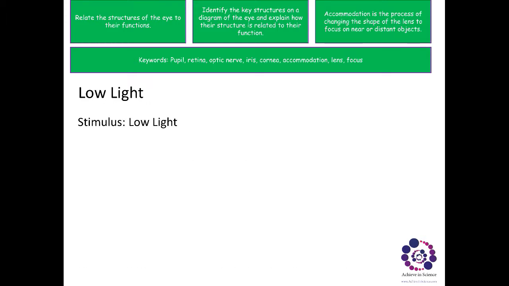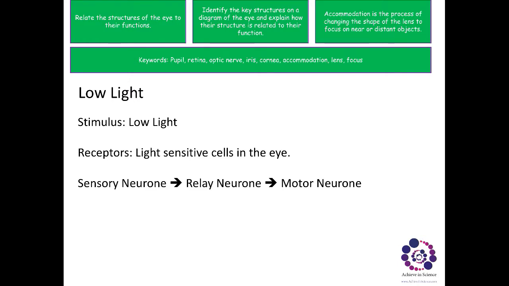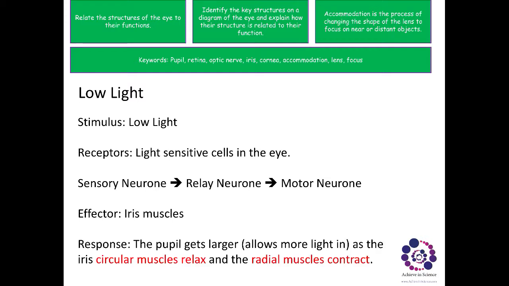In low light, the stimulus would of course be that there is insufficient light, detected by the light-sensitive cells in your eye, causing the reflex arc to be initiated. The effector again would be the iris muscles, but the response this time would be that the pupil needs to get larger to allow more light in. This would be brought about by the circular muscles relaxing this time and the radial muscles contracting this time.